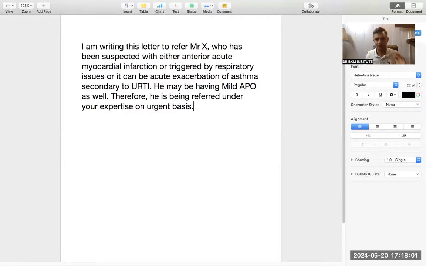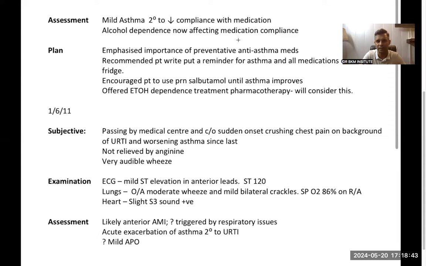That is the main thing. Now the first paragraph is complete. It does not take any energy. What I did, I have used this word, who has been suspected with either. Then I use the word or. Myocardial infarction triggered by, rest everything is the same. This I have added, and then the word or has been added by me. Either this or it can be acute exacerbation. So I gave two possibilities. And then I said he may be having mild APO as well. Therefore, he is being referred under your expertise on urgent basis. So my first paragraph is all complete.